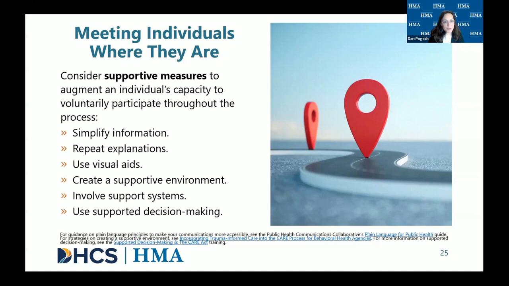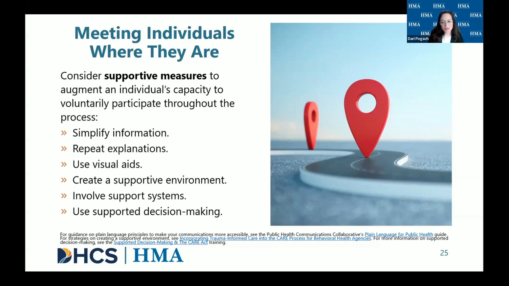Sometimes we need to hear information more than once to really process it. Visual aids can be really useful, and sometimes they can even replace verbal communication. For some people, they're much more effective. So my first three were relatively concrete. I'd say those are kind of the low-hanging fruit. Creating a supportive environment, involving support systems, and using supported decision-making. These are obviously much harder strategies to employ, but so powerful when we're able to employ them.